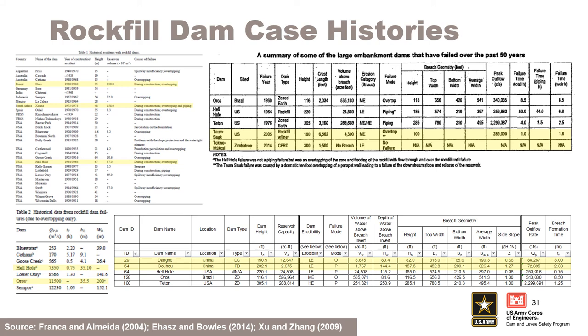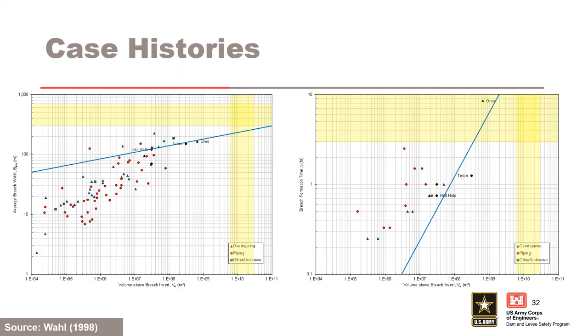Dongye and Gohao were two large rockfill dam case histories from China. These plots of average breach width and breach formation time as a function of volume above the breach invert were generated from the DSO-98-004 database. The trend line is drawn through Teton, Oros, and Helho dams for reference.